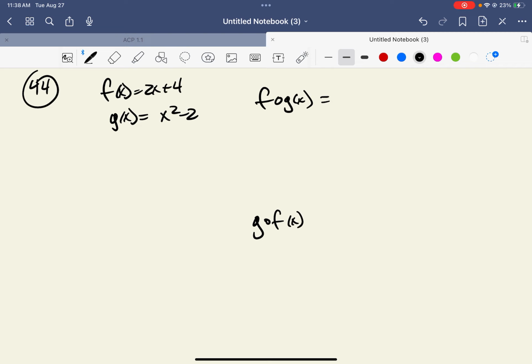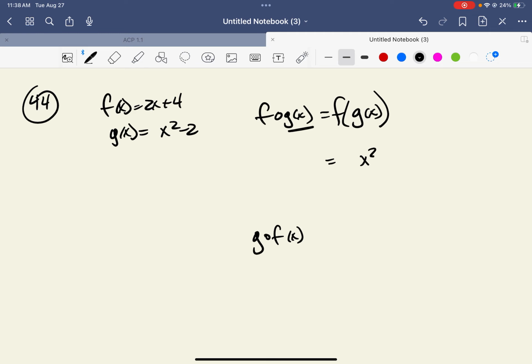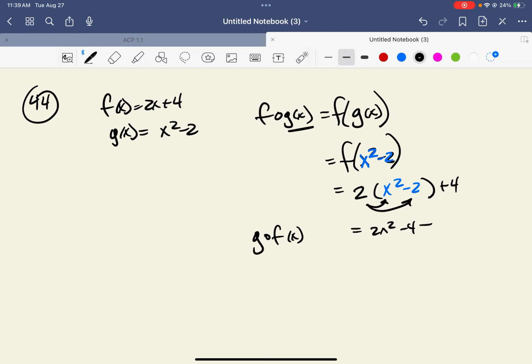Let's do that now. So f of g means first find g and plug that answer into f, but g, it tells me over there, is x squared minus 2. I plug that into the function f, but the function f is 2 times whatever you give me plus 4, and if you give me x squared minus 2, I'm just going to plug it in here. So now we distribute and get 2x squared minus 4. Don't forget there's a plus 4, so those cancel out. And the new function is just 2x squared.